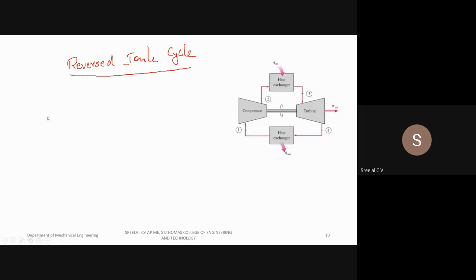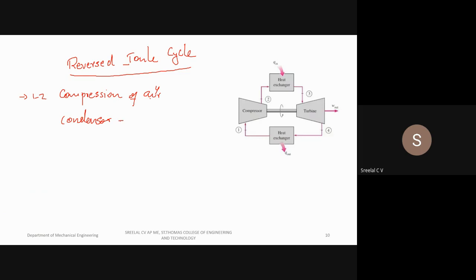Okay, so from one, what happened? The compression of the air takes place. The air gets compressed. Okay, then after that, what happened? It will be reaching the condenser.